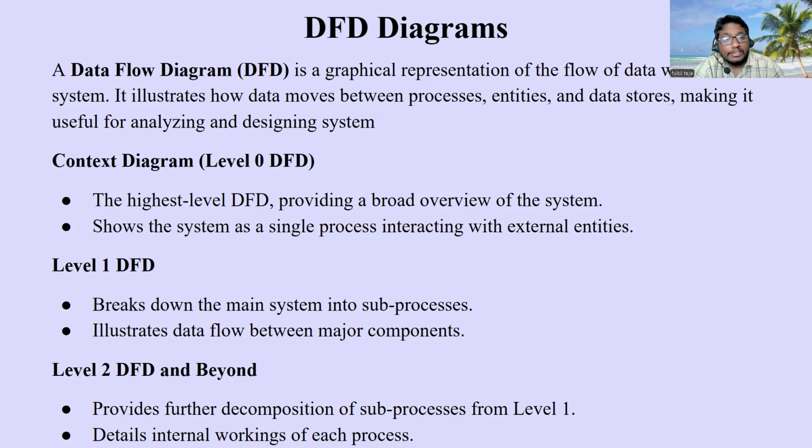As simple as that. Level one is nothing but breaking down level zero. We will be breaking down the processes, systems, and entities, and clearly defining how the data flows from one process to another process, from one entity to another entity, from one data store to another data store. It breaks down the main system context diagram into sub processes, and illustrates data flow between major components.